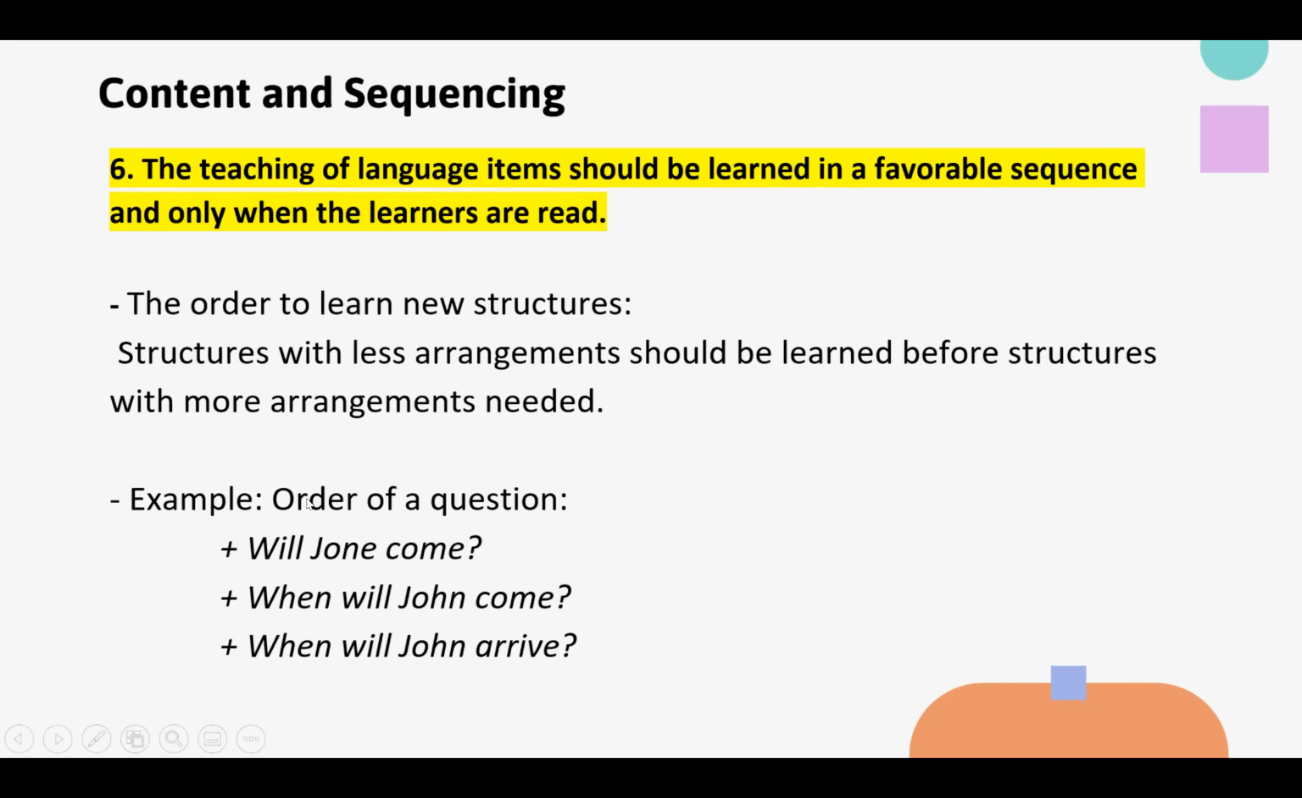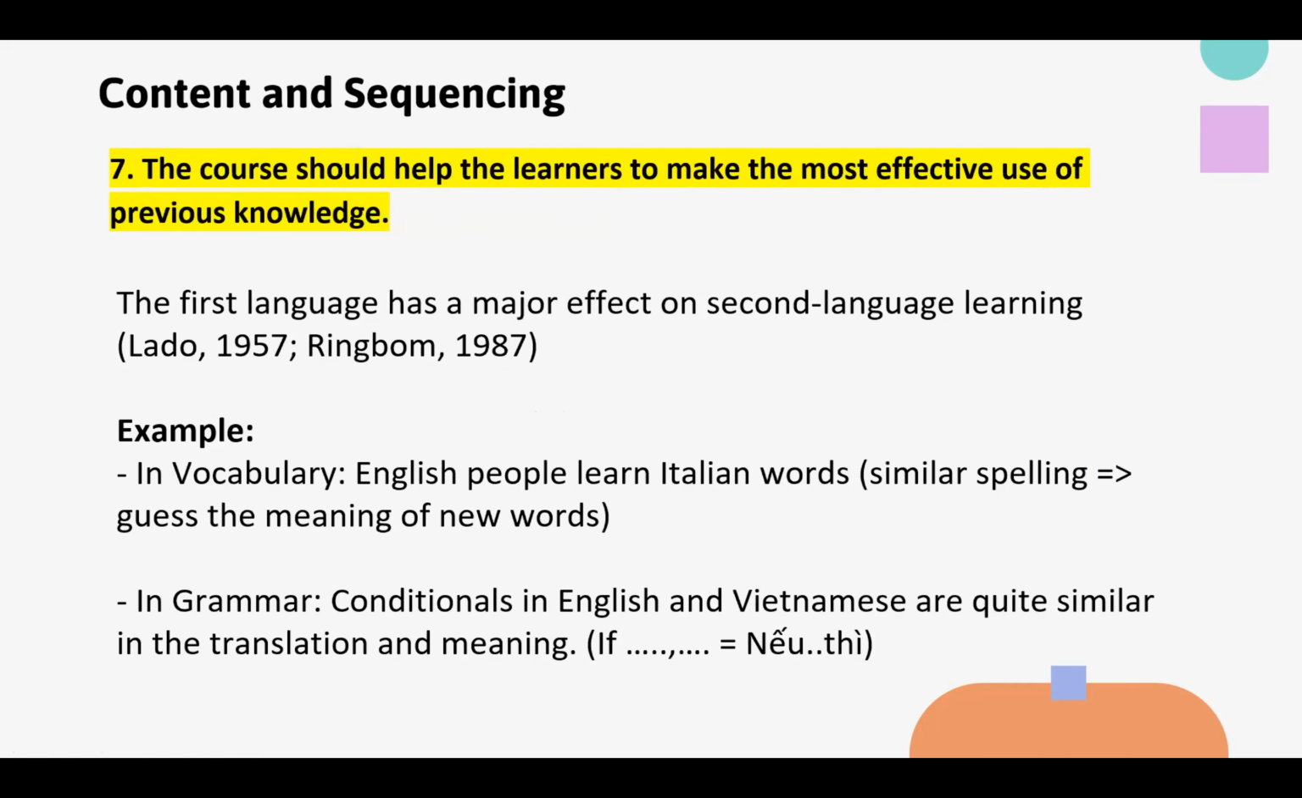For example, a teacher may teach various kinds of grammar structure, but they should follow the order of a question. First, the teacher teaches students how to ask a question like, will John come? In the next level, the teacher can teach, when will John come, by adding the WH question at the beginning. And in the next level, the student can be taught, when will John arrive? The word arrive is the next and higher level of the word come. So we should follow the order.